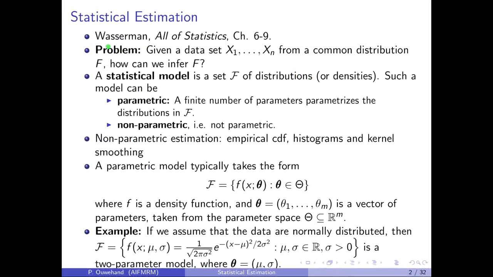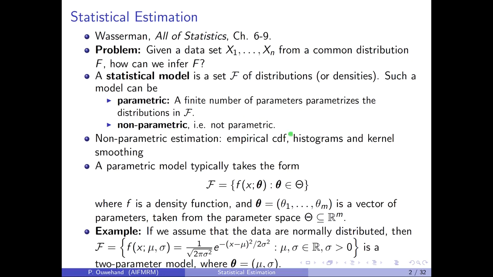So let's begin. A good source for this material is the book by Wasserman called All of Statistics, chapters 6 to 9. As I mentioned, the problem is the following. We're given a data set x1, x2 up to xn from a common distribution f, and we'd like to infer some properties of the distribution f. Now, a statistical model is simply a set of distributions or densities, and such a model can be parametric or non-parametric. In the parametric case, we're given a finite number of parameters which parameterizes the distributions in f, in other words, which characterize them.